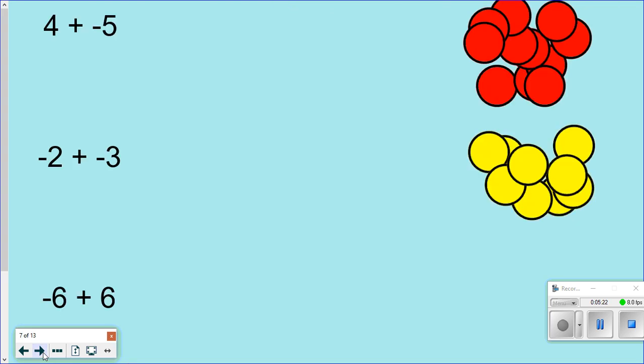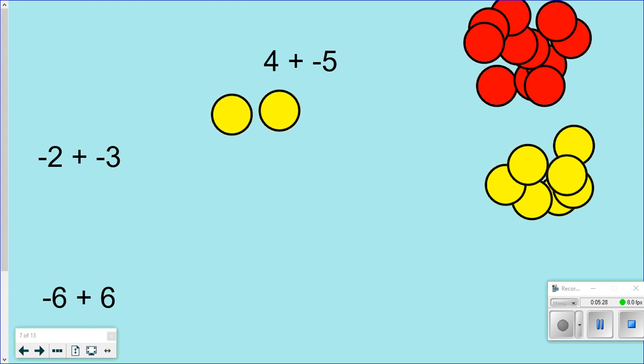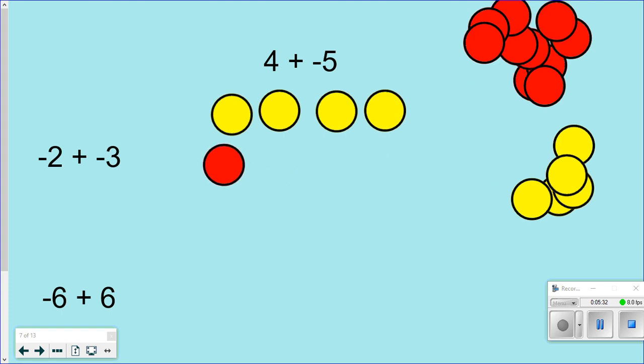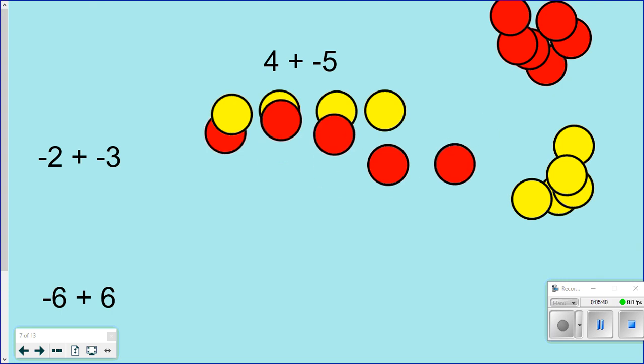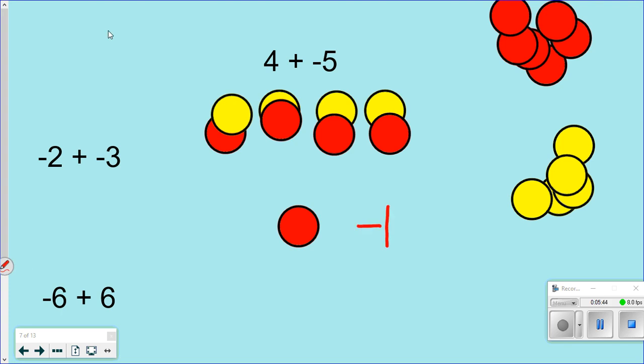Okay, so we'll start with this one first. I have 4 plus negative 5, so I'm going to start with 4 yellows because they're positive. And I'm going to add 5 negative tiles to my desk. Okay, and I have some zero pairs that can match up. And I only have this left over, so it'd be a negative 1 because I have 1 tile and it's red.